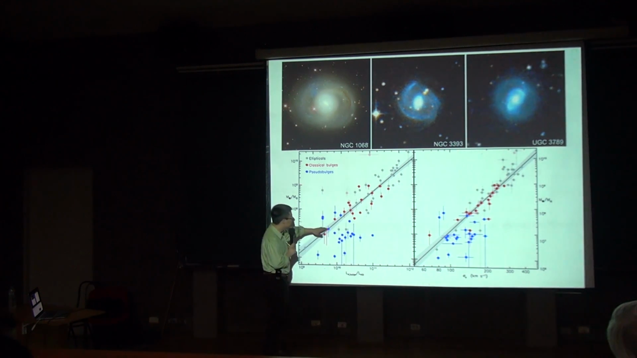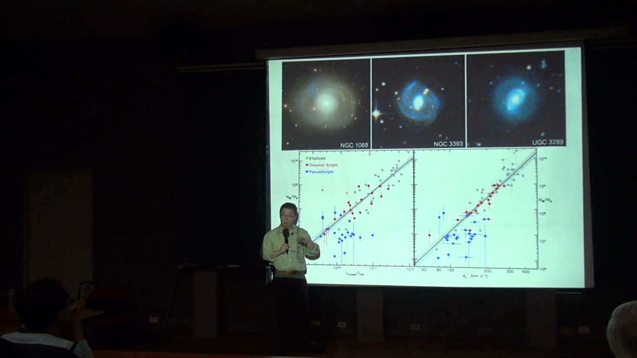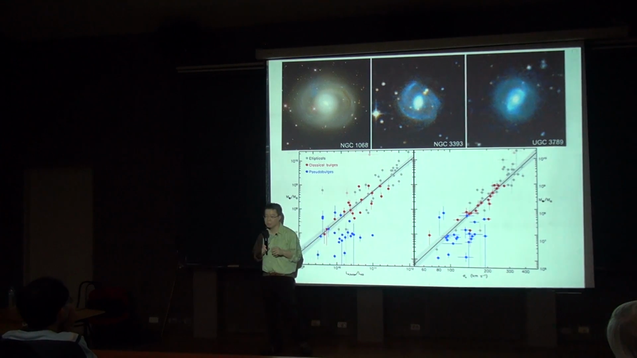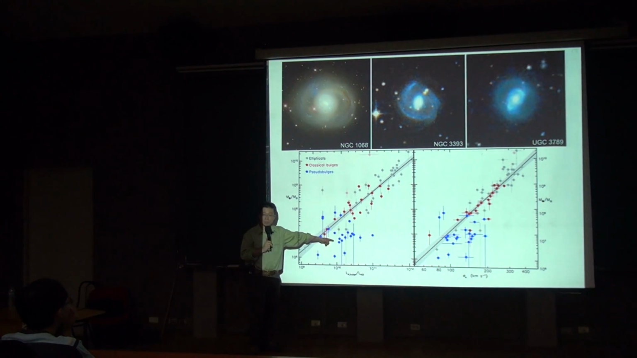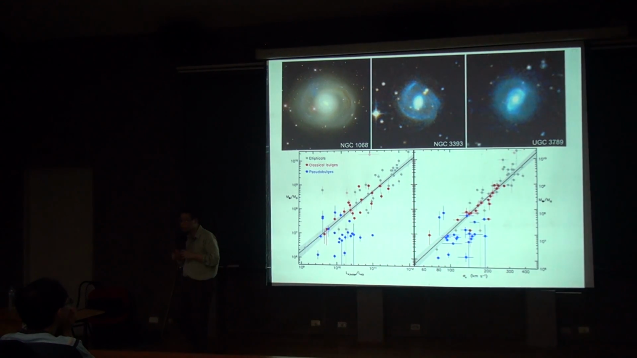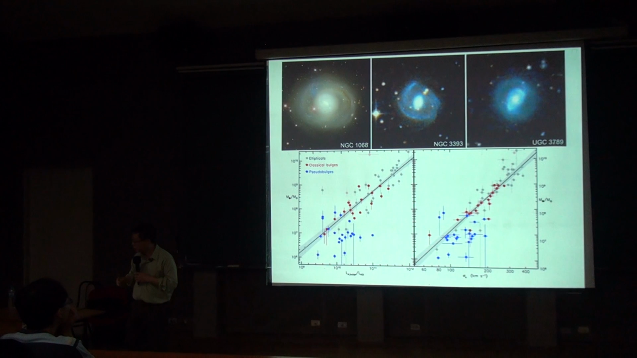Again, these red points and black points were formed very long ago, when the universe was at redshift of 2. Okay, that's when elliptical galaxies were formed. These things are still forming stars today. Okay, so this is two characteristically different modes of galaxy growth, and apparently also different modes of black hole growth.